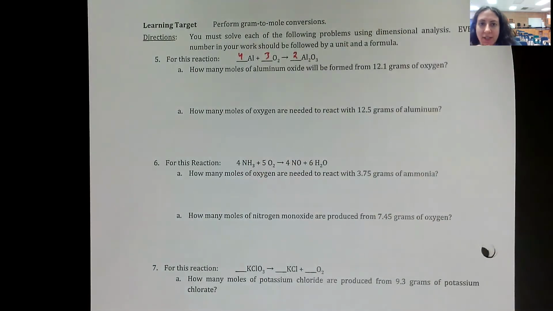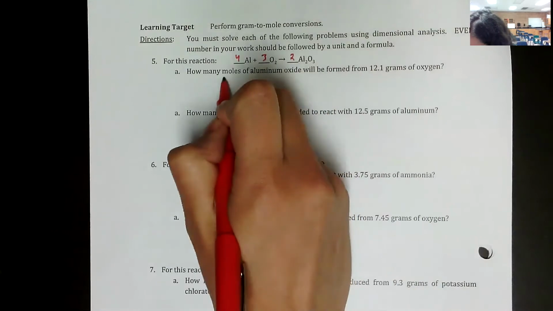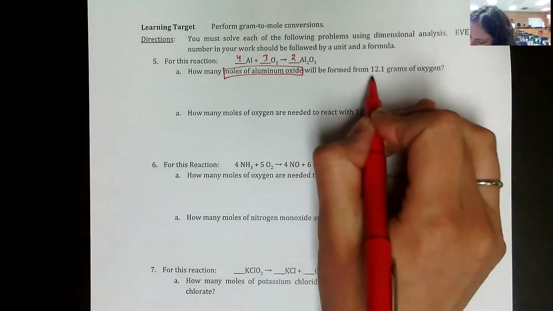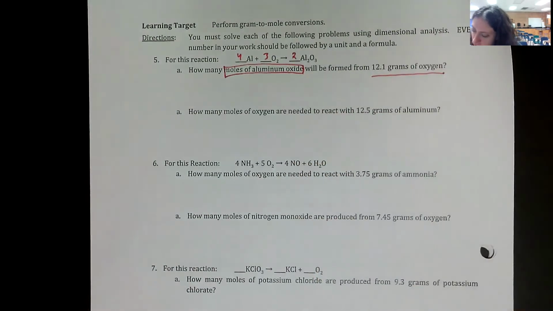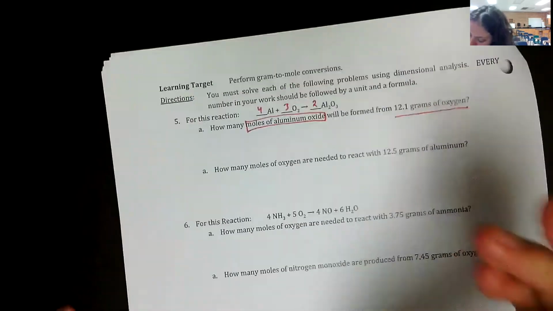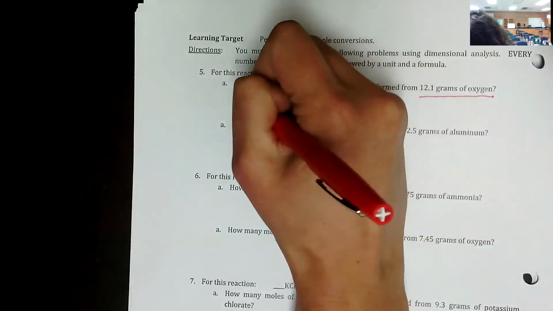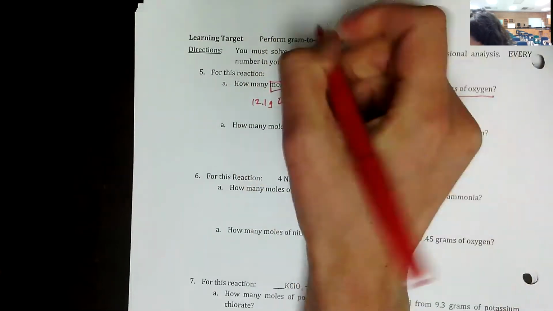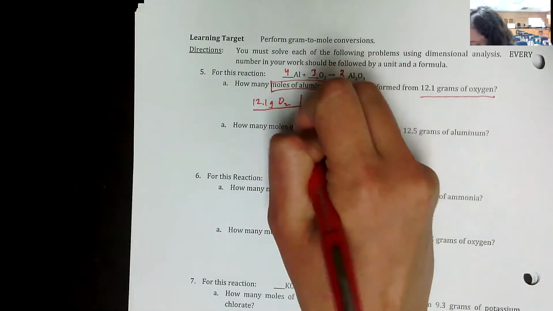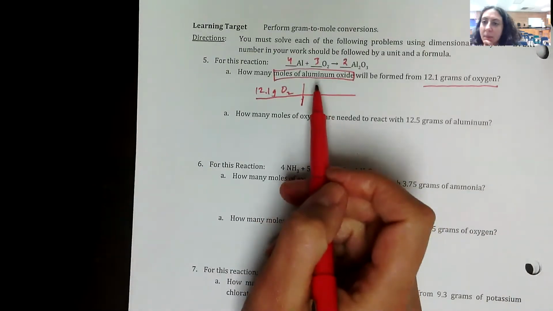For the first question: how many moles of aluminum oxide will be formed from 12.1 grams of oxygen? Okay, so let's set up this problem. We are starting with 12.1 grams of oxygen. It's a good place to start. And remember, oxygen is O2 because it says so right there. We are trying to get to moles of aluminum oxide.